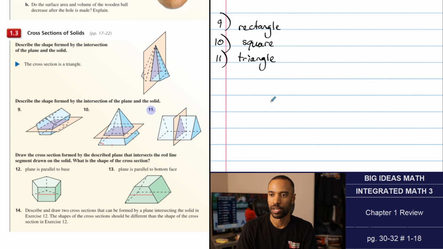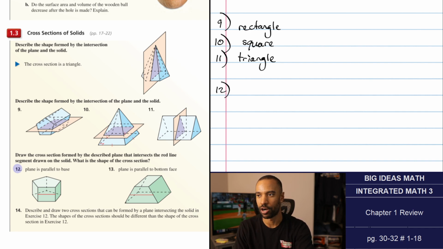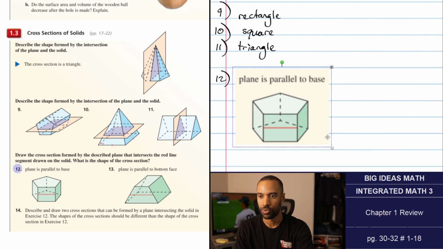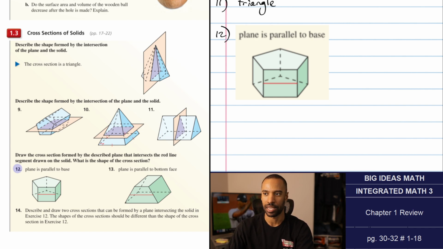Okay, we're going to deal with number 12 and 13, where they ask us to draw the cross-section formed by the described plane that intersects the red line segment drawn on the solid. What is the shape of the cross-section? So when your plane is parallel to the base, they get it started for you a little bit, they draw one of the lines, and I think that's where I learned to do this best for you guys. I don't actually draw the plane itself, I just draw the cross-section. But this would be cutting through parallel to these bases, which means it's going to make the same shape as these ones, just like number 11.